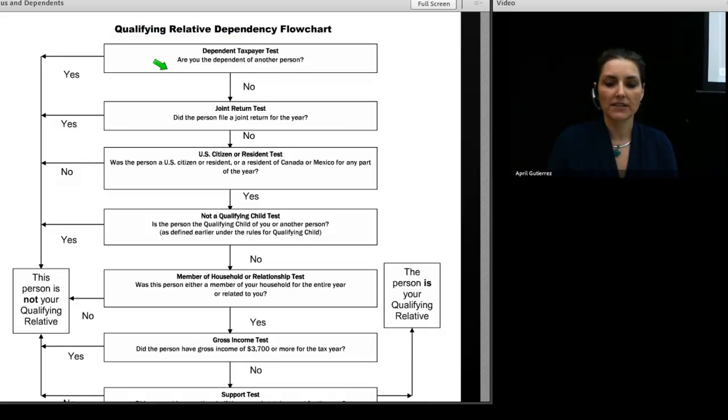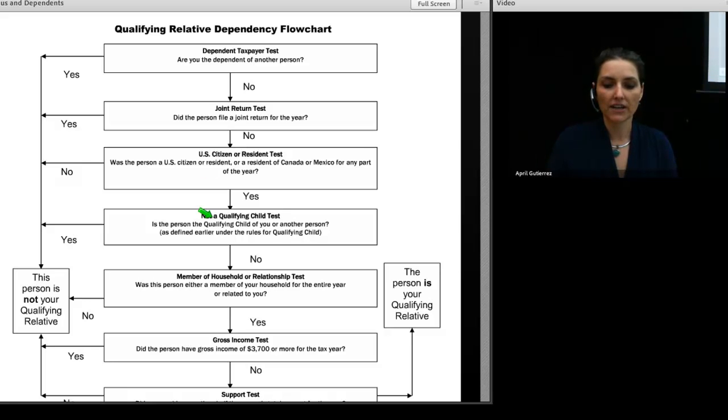Dependent taxpayer test. Are you the dependent of another person? The answer must be no. Joint return test. Did that person file a joint return? The answer must be no. U.S. citizen or resident. Was the person a U.S. citizen or resident, or a resident of Canada or Mexico for any part of the year? The answer must be yes.